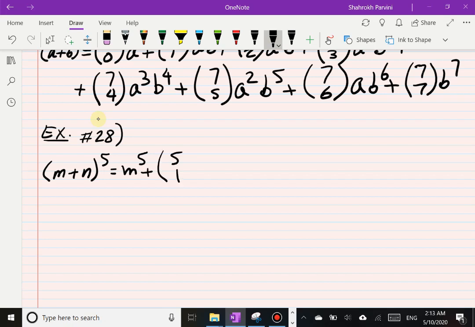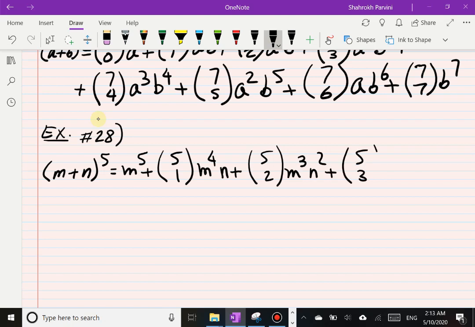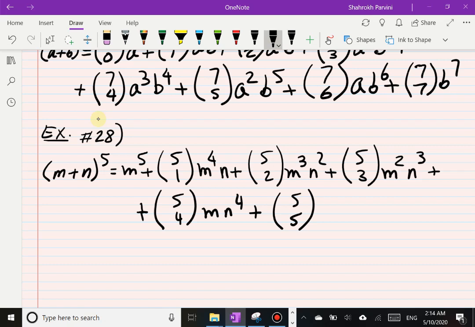Remember the coefficients. Go 5 choose 1, m to the 4th, n. Next, 5 choose 2, m cubed, n squared. Next, 5 choose 3. See, each time the exponent on m drops by 1, n picks it up, right? Plus 5 choose 4, right? We went from 5 choose 3 to 5 choose 4. That's going to be m n to the 4th. And then plus, last one, if you want to write it, there you go, 5 choose 5, n to the 5th. And even in front, I didn't write it, but in front is 5 choose 0.